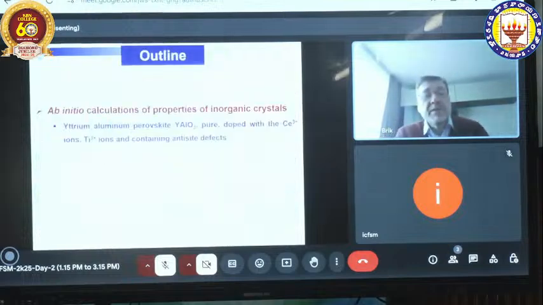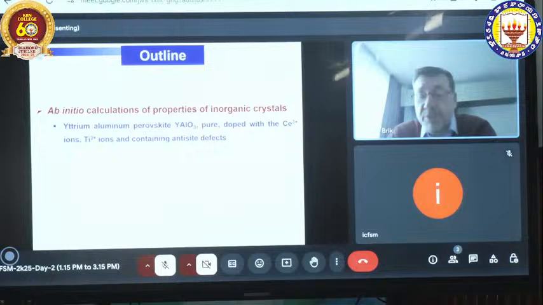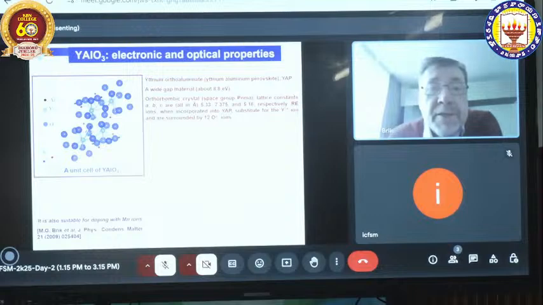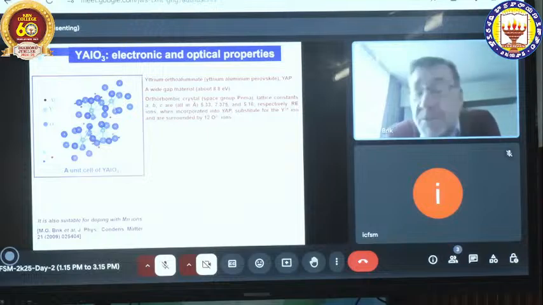So now I show some examples of ab initio calculations of inorganic crystal properties, and I start with yttrium aluminum perovskite. So this is a unit cell of this yttrium aluminum perovskite. It has a very wide bandgap, close to 9 eV, which is good, because then it is possible to introduce different impurity ions which can have many energy levels in the bandgap.